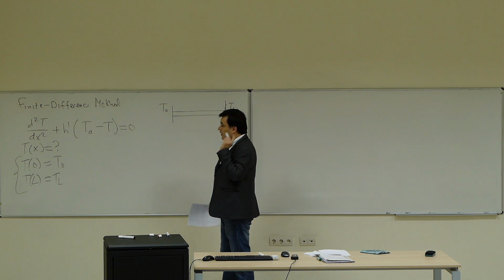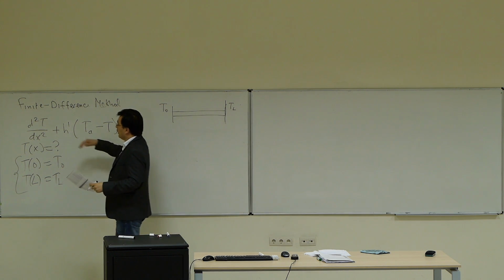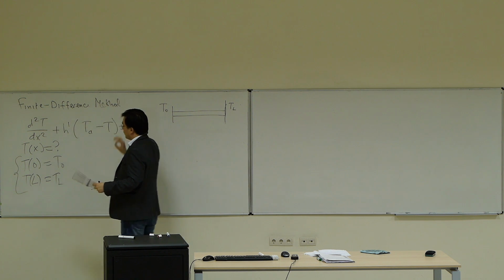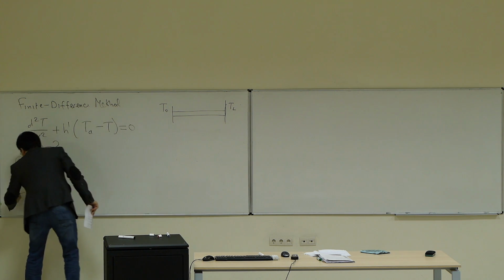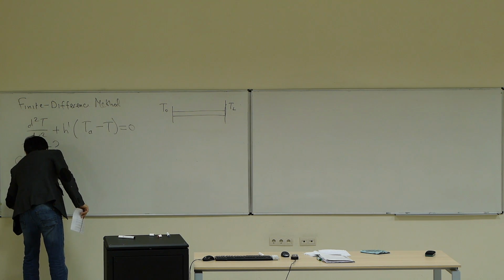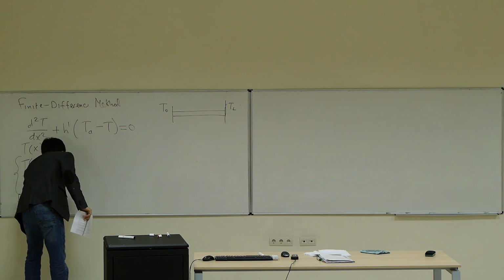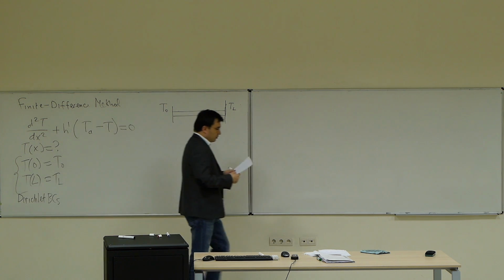By the way, this kind of boundary conditions, where the values of the unknown functions are given at the boundaries, are called Dirichlet boundary conditions. Okay, so these are the boundary conditions which I am given.